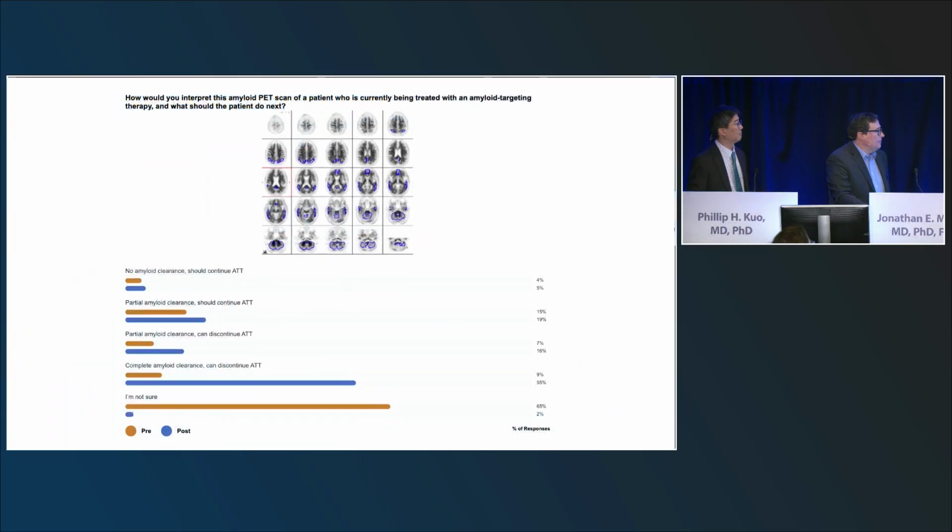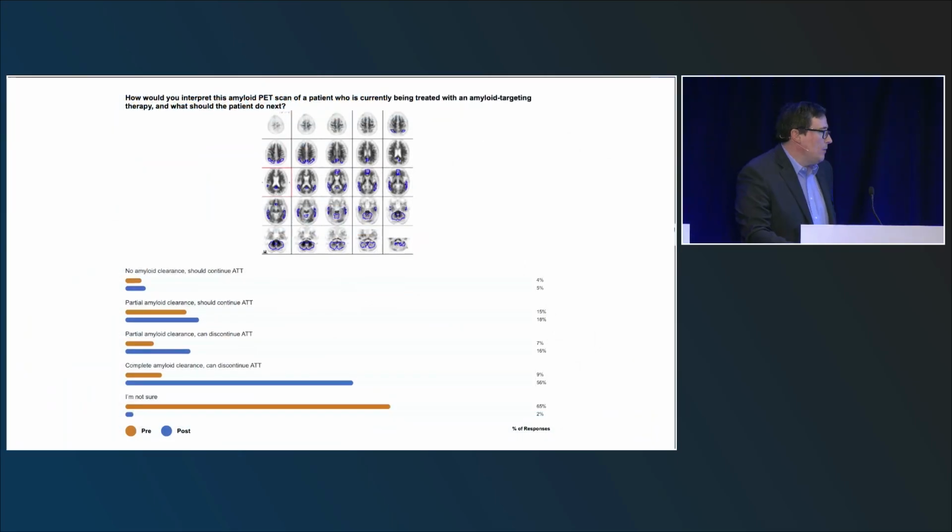All right. So I think we have overall a consensus that they've had complete clearance and can discontinue. Some people with partial amyloid clearance, there may be a decision to discontinue if there's been a large drop and the patient is having challenges tolerating the treatment or other clinical factors.